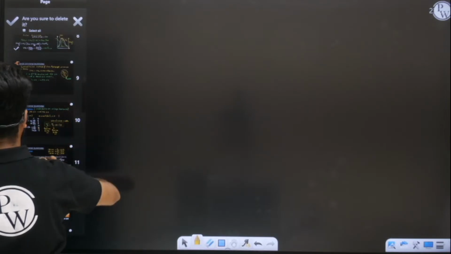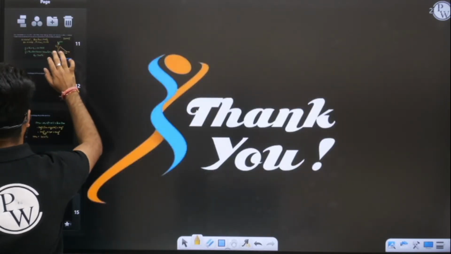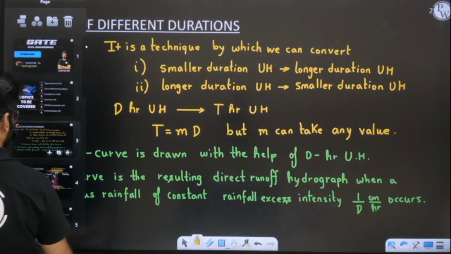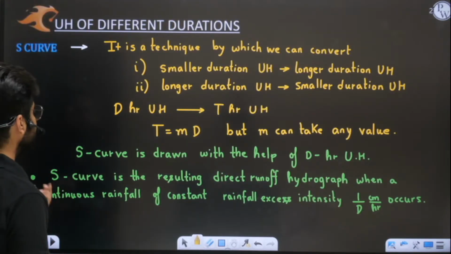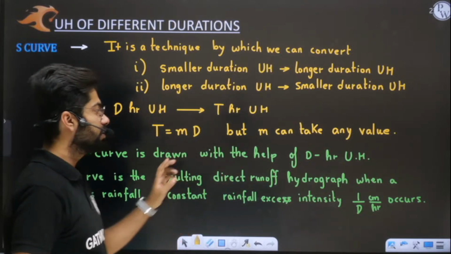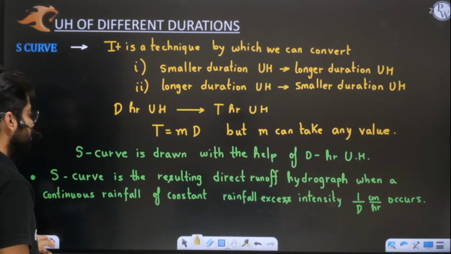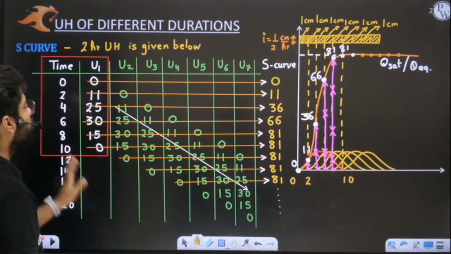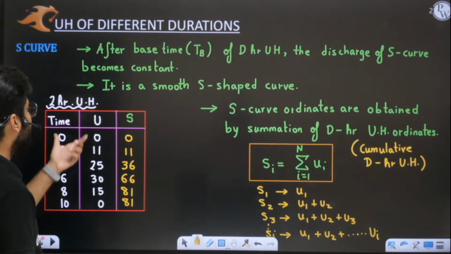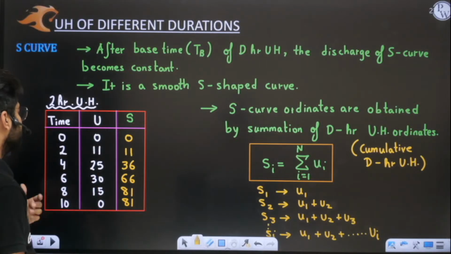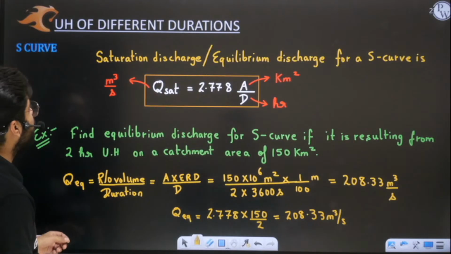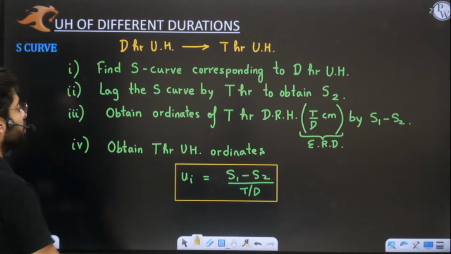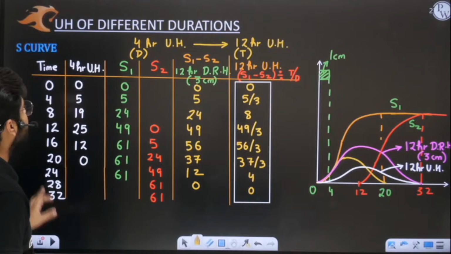Every time you will see these kinds of questions framed in your examination. So basically in today's class we have understood about S curve, what S curve is. If I continue the rainfall for infinite duration, then I will get the S curve. How to get it, we have understood properly. How to get the S curve ordinates directly, that also we have understood. What is equilibrium discharge, saturation discharge, that also we have covered. So all these things we have discussed properly.